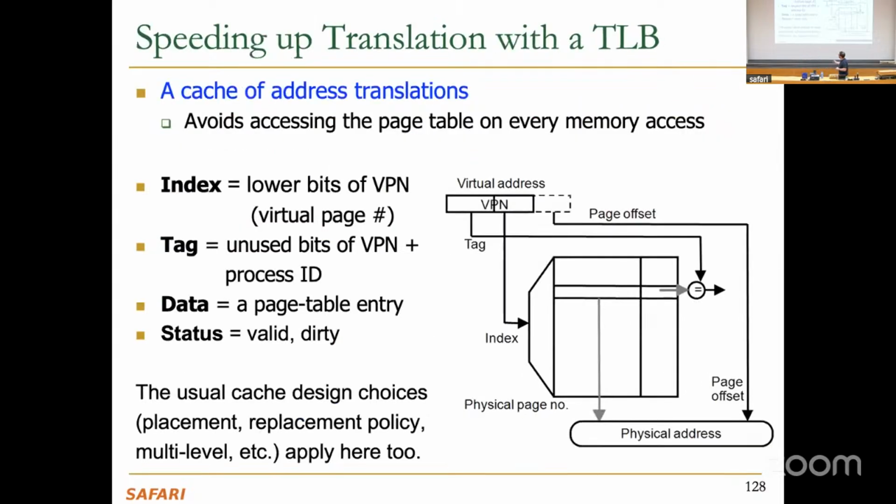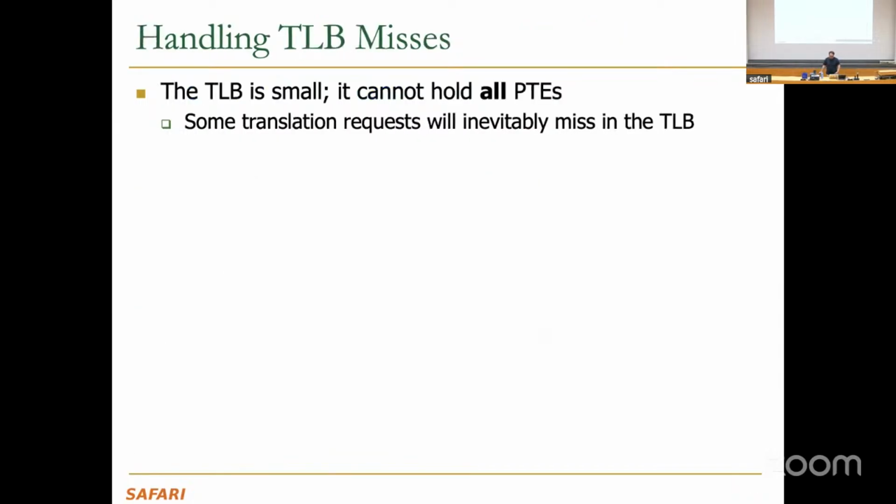How does that work? It's a similar concept to caches. We have the concept of indices, tags, data, and status. So we take the virtual page number, we use it to form the index, we go to the corresponding set in the TLB, and we find out if the tags match, and if the tags match, then we figure out that the translation is there. And if the translation is there, we form the physical address.